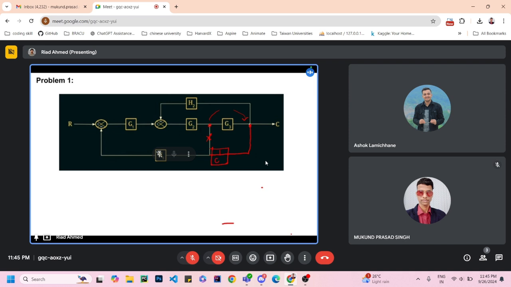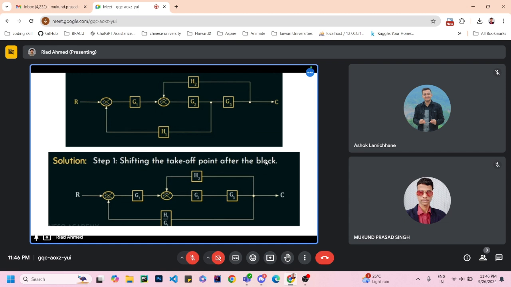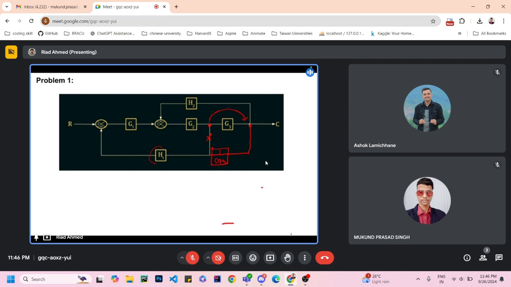1 by G3, yes, because we have shifted, we have skipped the G3. That is why we are inputting G3, not G2, because we shifted along G3. So this is the first task. We have shifted this point to that point, and that is why, as you can see, H1 and 1 by G3 are in parallel, so we can multiply these two parts.